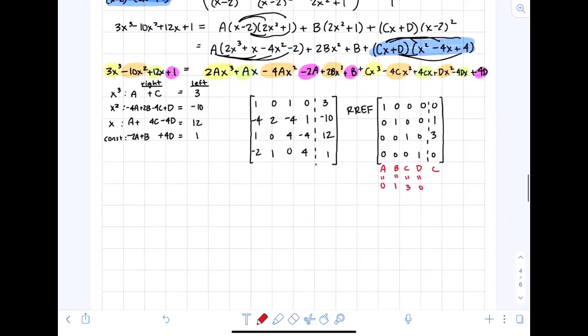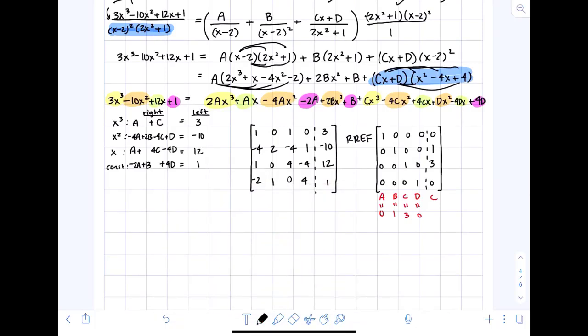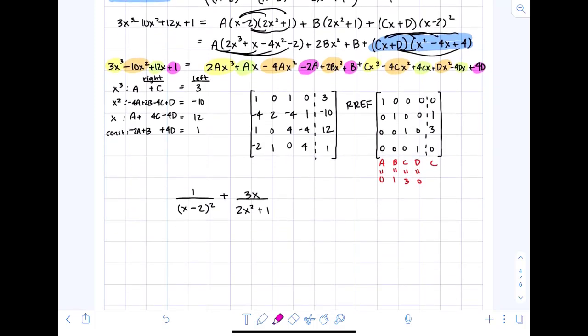Okay, so now let's look back to our original starting setup. So our starting setup is that there is no x minus 2 term. Okay, that's fine. That can definitely happen. Okay, and then for our C, we get 3. For our D, we get 0. So we get that this fraction should be 1 over x minus 2 quantity squared plus 3x over 2x squared plus 1. Okay, that's our final answer.